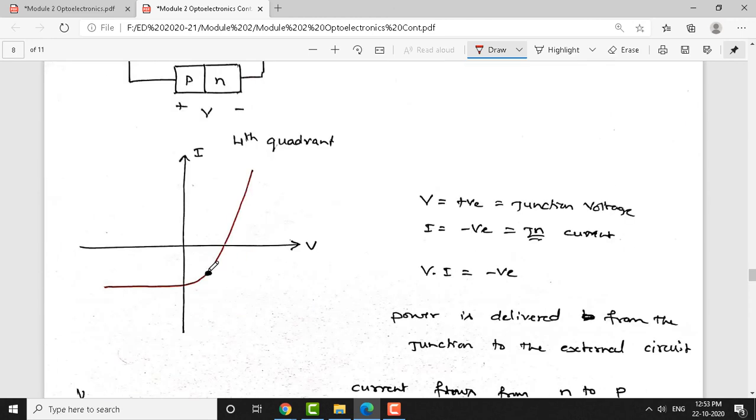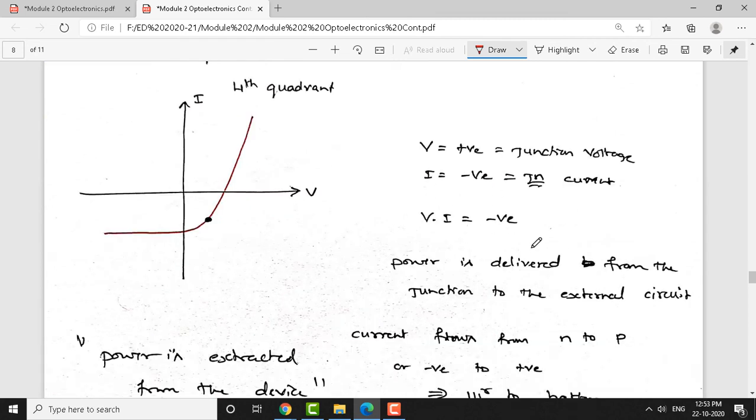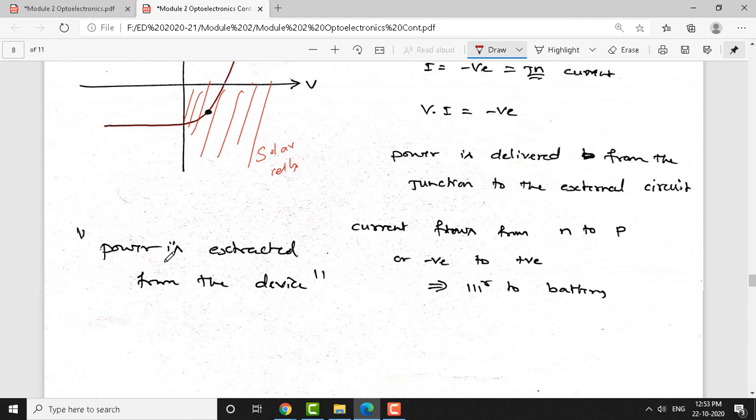But look at the fourth quadrant here. VI is negative because voltage is positive and current is negative. The product VI is negative, so power is delivered from the junction to the external circuit. This region particularly acts like a generator of power. Therefore, solar cells operate here because current is flowing from N to P. So power is extracted from the device if you operate in this quadrant.